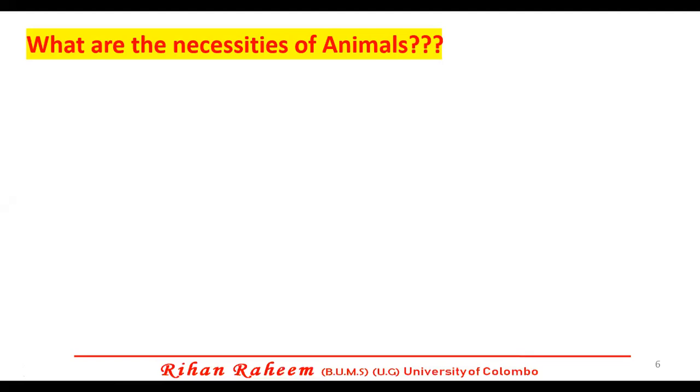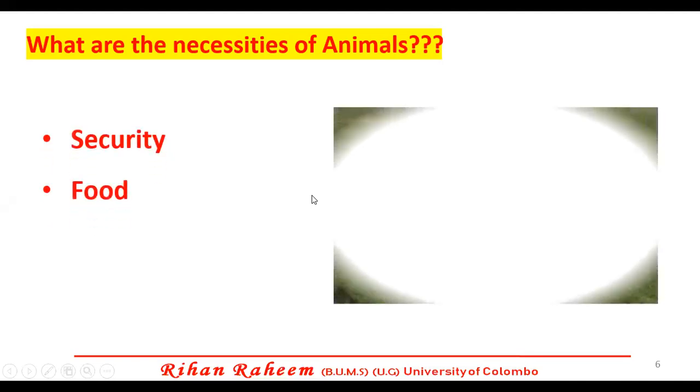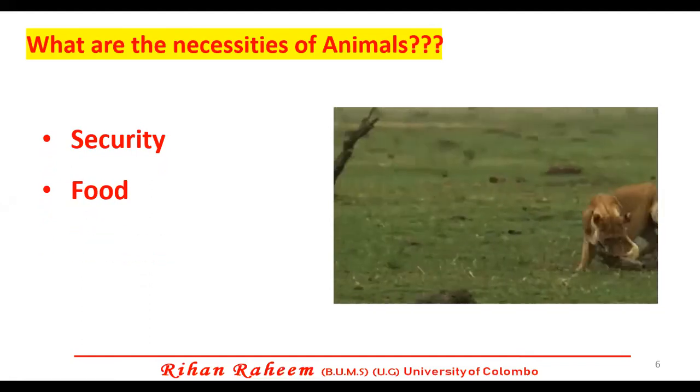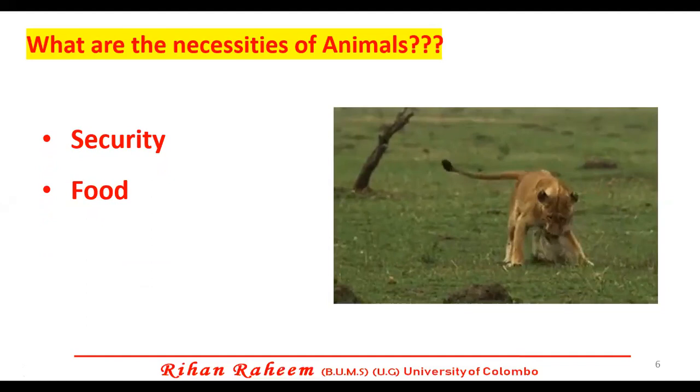But the animals which are living in the jungle and in your home garden, are they going to school? No. Are they going to hospital when they become sick? No. Are they going in vehicles? No, they are not going anywhere. But they are moving for a few things. They are moving for their basic needs. What are the basic needs of the animals? Security, food, and habitat.